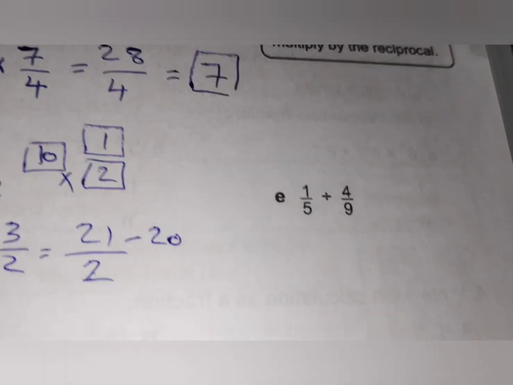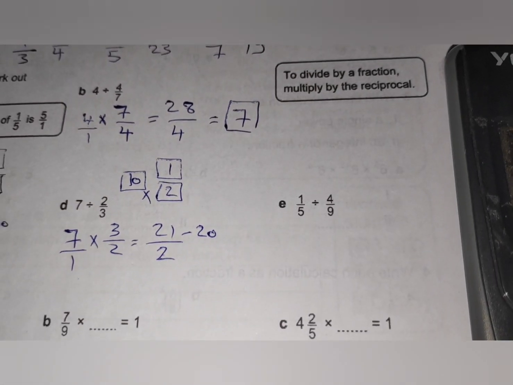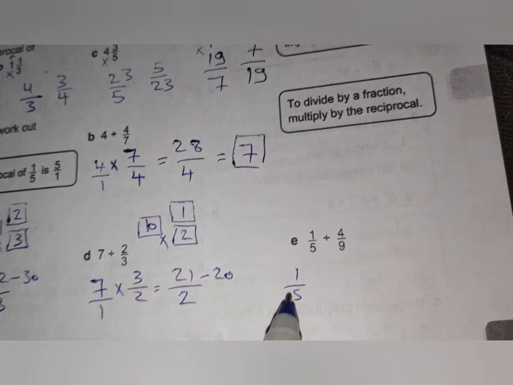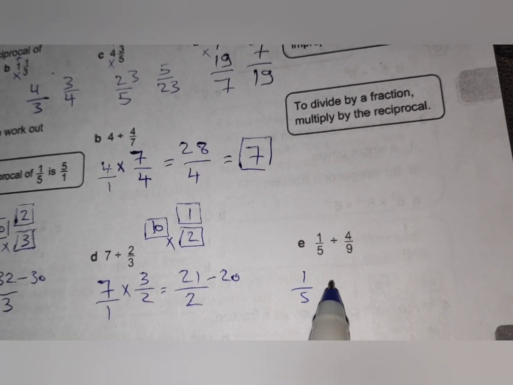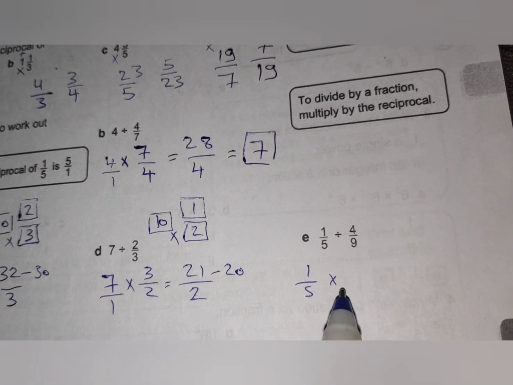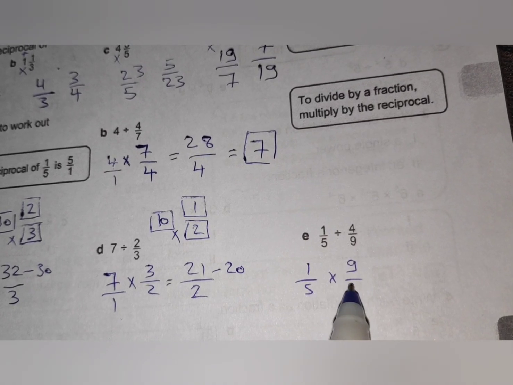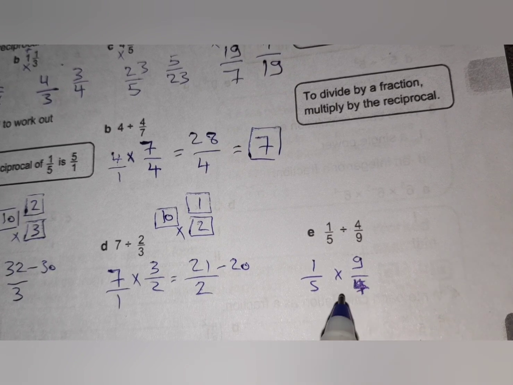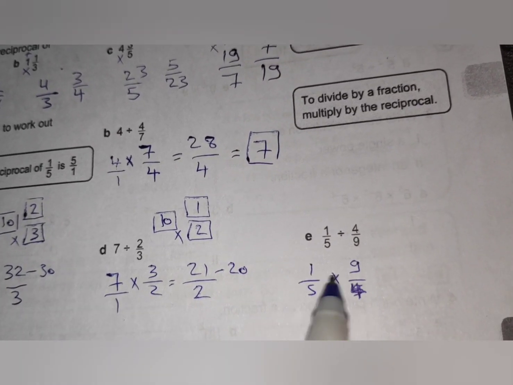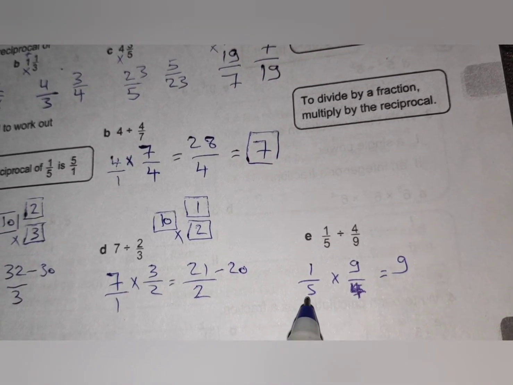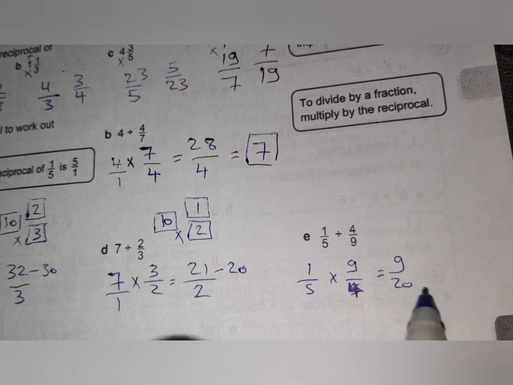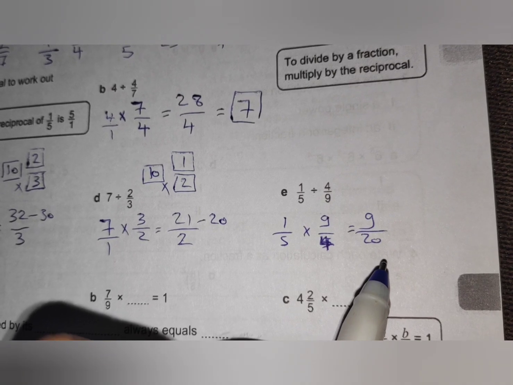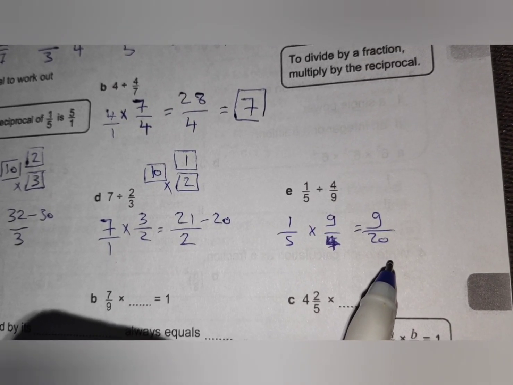The last one here, E, we have 1 over 5 divided by 4 over 9. So 1 over 5, I'm going to keep it. I'm going to change this to multiplying. And 4 over 9, I'm going to flip it. So it's going to be 9 over 4, I'm sorry. Now I'm going to multiply numerators. 1 times 9 is 9. And 5 times 4 is going to be 20. And this is a normal fraction or proper fraction. So I can put it like this, no problem.